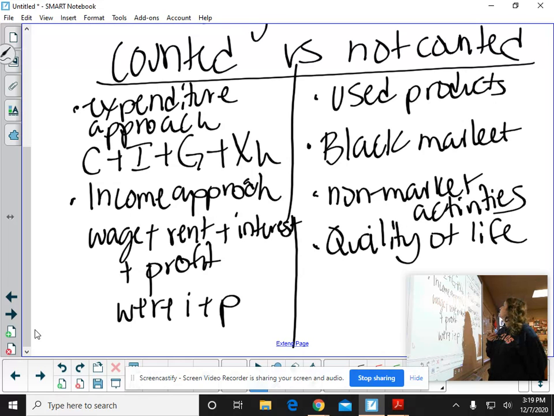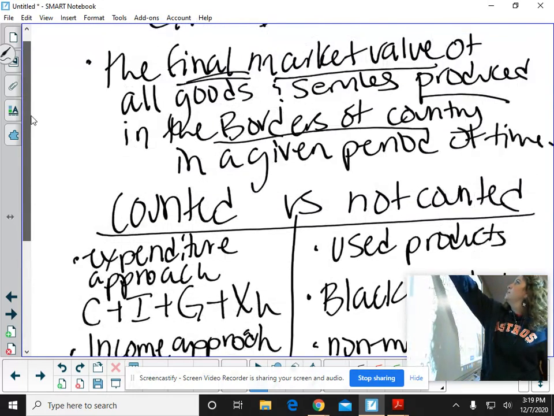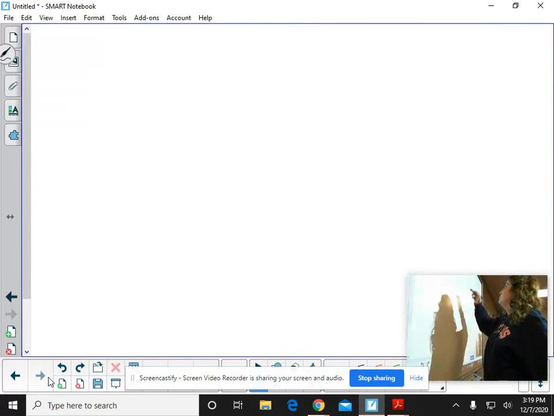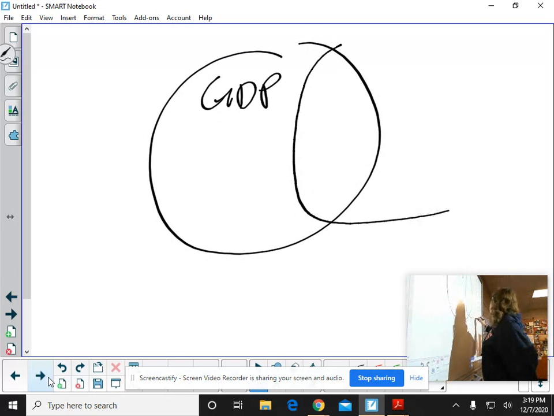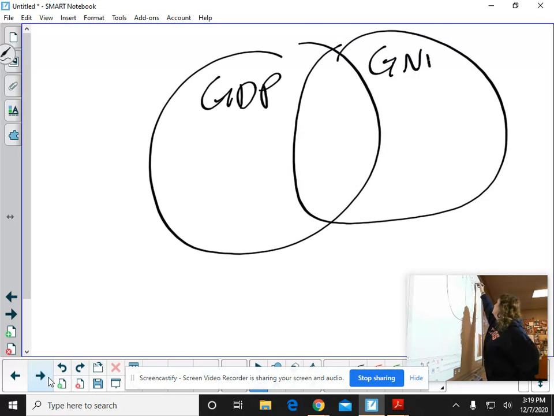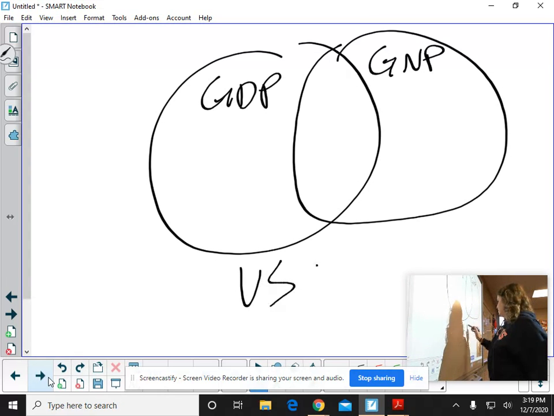Of counted versus not counted, used products. I always tend to forget that one, so that's good that I remembered. All right, let's talk about GDP versus GNP. Okay, so if we're talking about this in the United States, in USA.